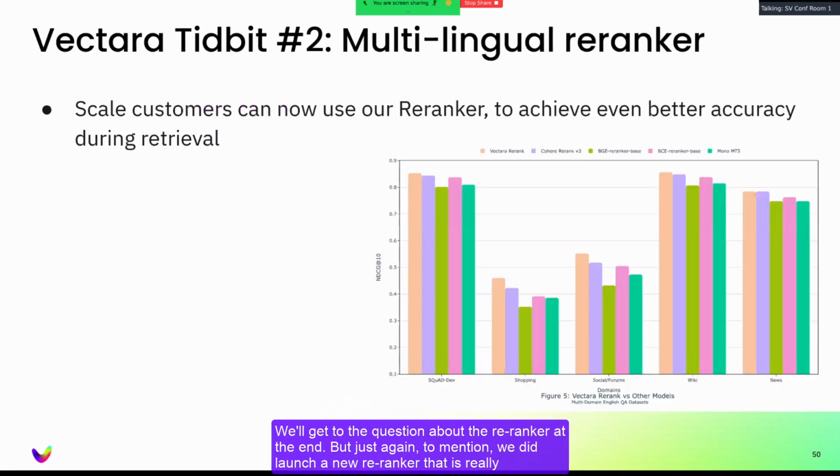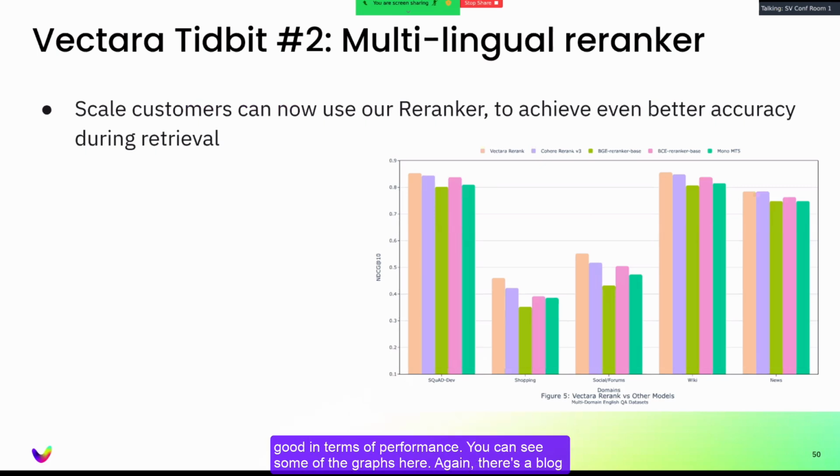We'll get to the question about the re-ranker at the end, but just to mention, we did launch a new re-ranker that is really good in terms of performance. You can see some of the graphs here. Again, there's a blog post about this on our website you can take a look at, and it's really state of the art. And one of the things I like to emphasize is that this ranker is really good with multiple languages, not just English. It works really well in a lot of languages, which is really important in RAG.